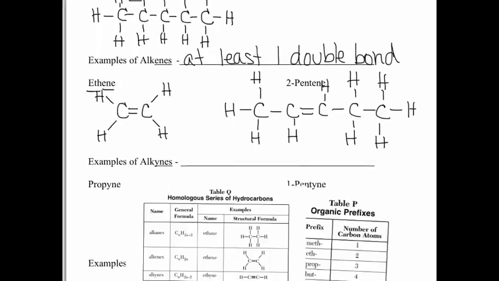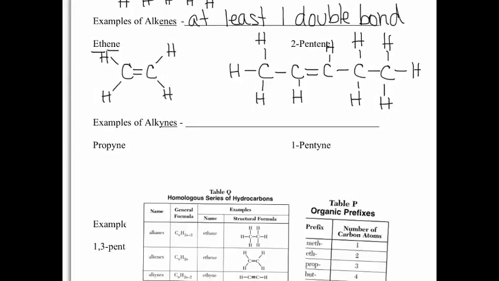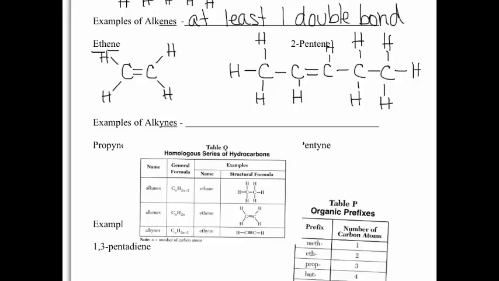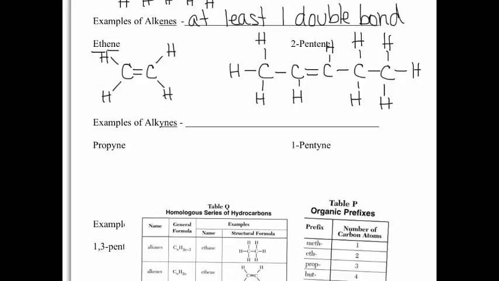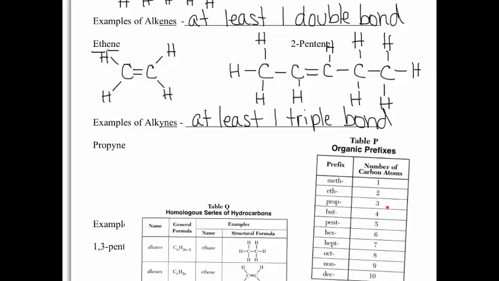All right, so that might have been a little overwhelming, but we're going to keep plugging away. Alkynes. If we look at our table Q, our alkynes have at least 1 triple bond in them. Okay, so let's start with our first one here. We have propene. Prop, when looking at table P, means that we have 3 carbons. 1, 2, 3. The ine, we said, means that it has at least 1 triple bond.